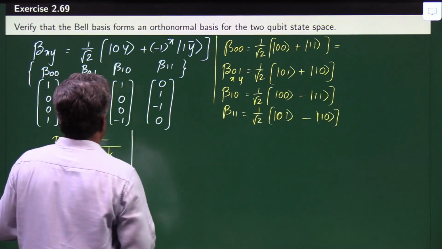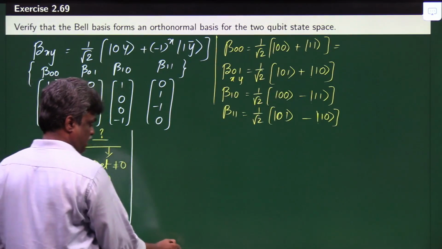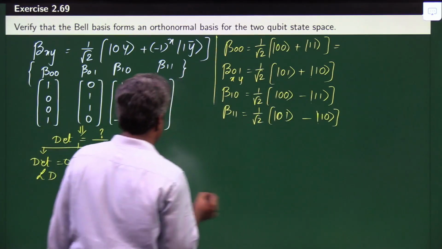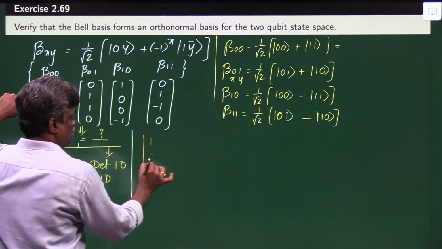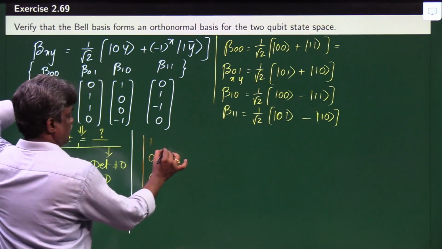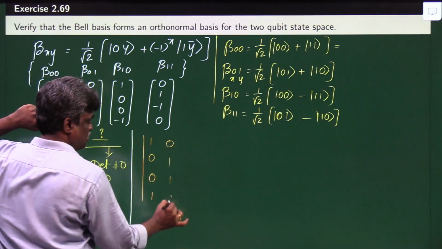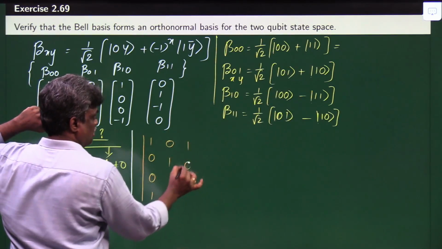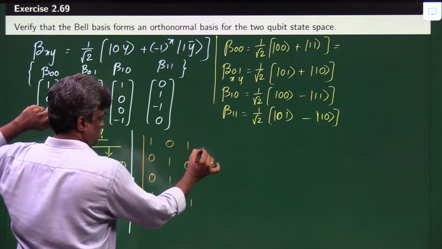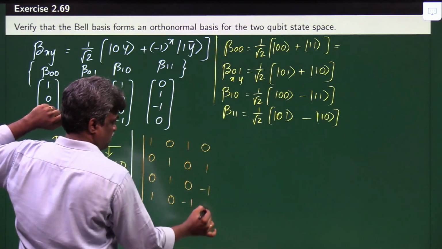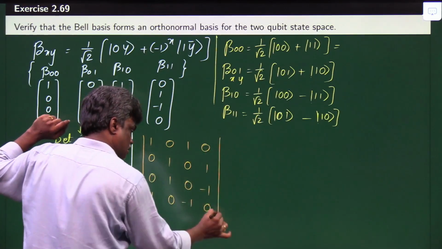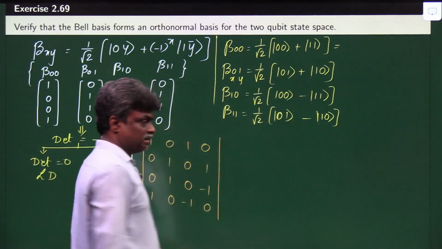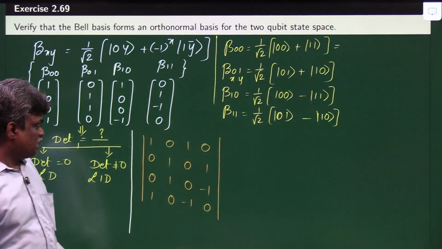So how to find the determinant? Unfortunately, here we have a 4 by 4 matrix, but no need to worry. The first column is 1 0 0 1, next 0 1 1 0, then 1 0 0 minus 1, and 0 1 minus 1 0. For this we have to find the determinant. It's a 4 by 4 determinant.